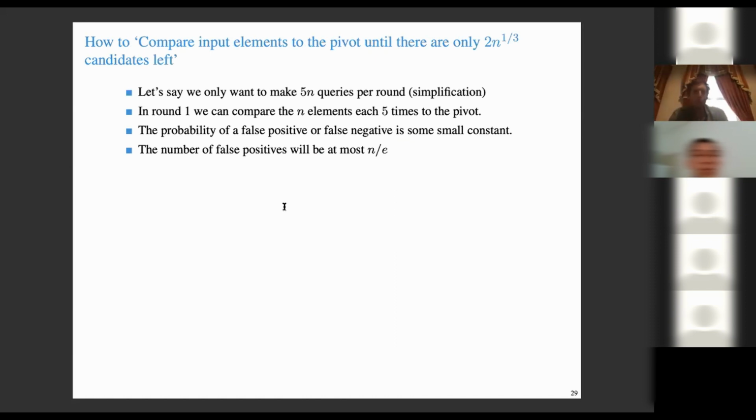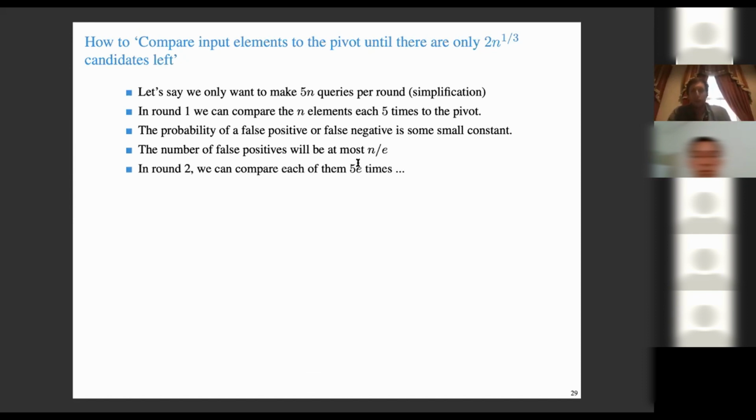And when you compare it to this pivot, there will be some false negatives and false positives. So sometimes an element is actually smaller, but you'll think that it's bigger, just because there's some error in the queries. And let's just say for simplicity, this error of false positives is 1 over e. So you expect to have n over e false positives. What this just means is a bunch of papers are still there. They're actually smaller, they're actually worse than your pivot paper, but you haven't seen this yet because there's some error. You still think they might be better.